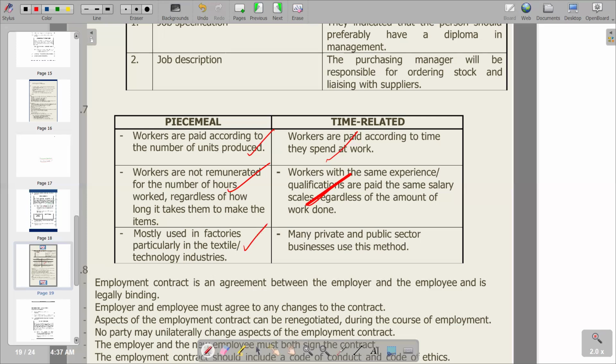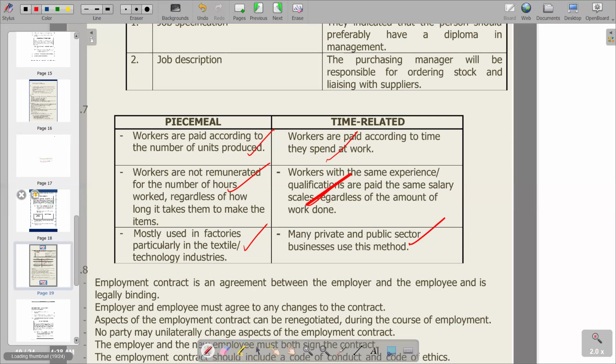Time-related, many private and public sector businesses use this method. In the public sector, we don't have the issue of producing a number of units, so it's very difficult to quantify output per individual worker. That's why we apply the time-related method. So this is the third difference that we have, and this is what we have on this question.